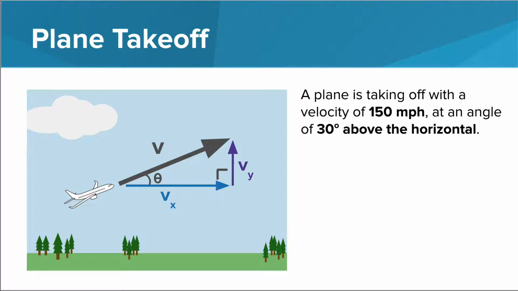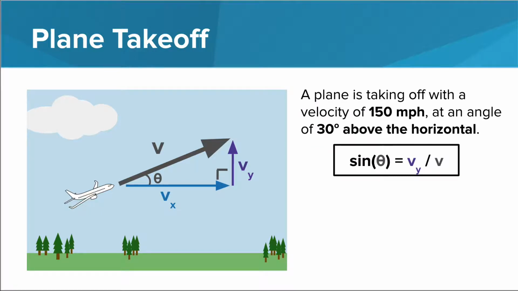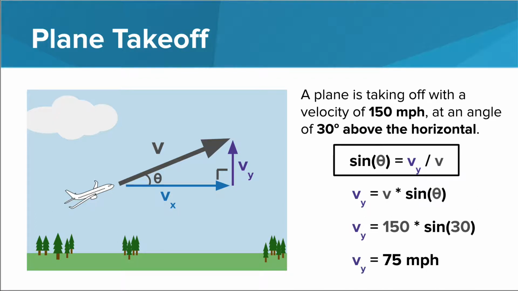The y component of the velocity, Vy, is opposite to the angle theta, so we'll use sine theta to relate it to our velocity, the hypotenuse. Similar to before, sine theta is equal to the opposite Vy over the hypotenuse v. If we solve for Vy, we get Vy equals v times sine theta. Substitute our value for the v and theta, and we get a speed of 75 miles per hour.